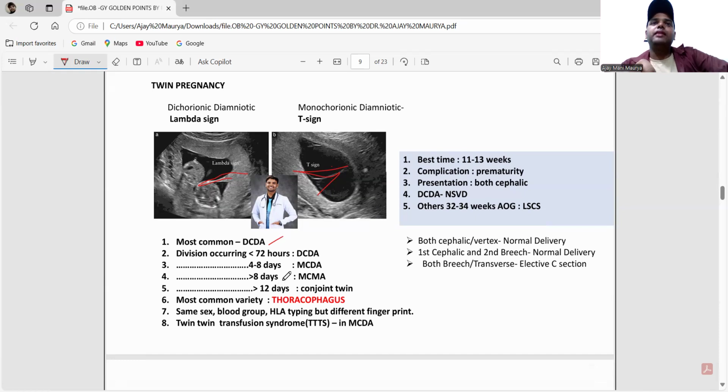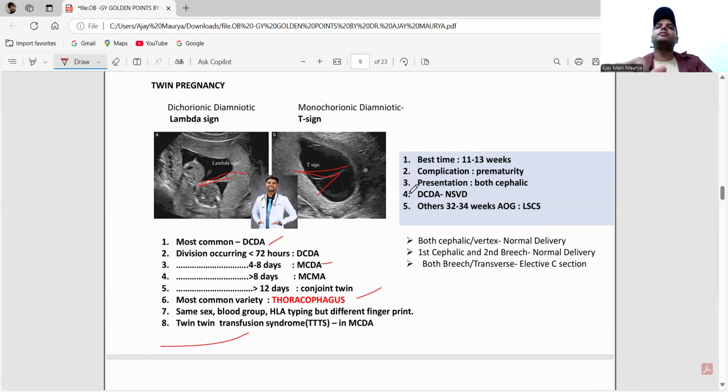Okay, if the division occurs after more than 12 days, it leads to conjoined twins. The most common variety is the thoracopagus. There is same sex, placental group and HLA typing, but there is a different fingerprint. Okay, there is twin-to-twin transfusion syndrome, which occurs in the MCDA.